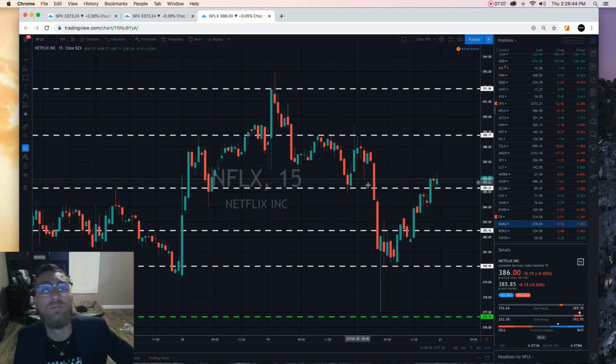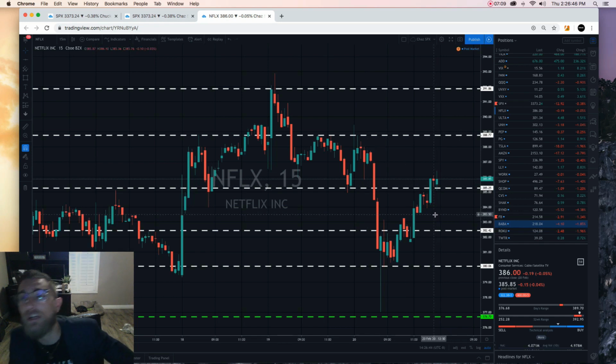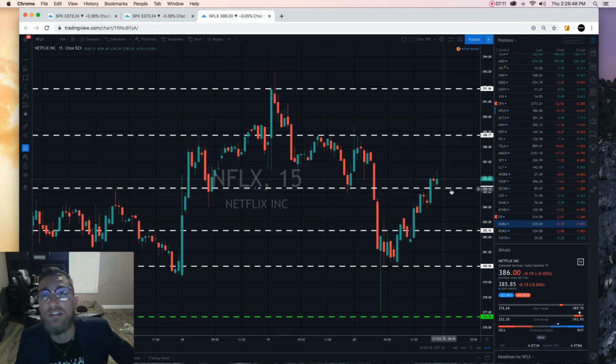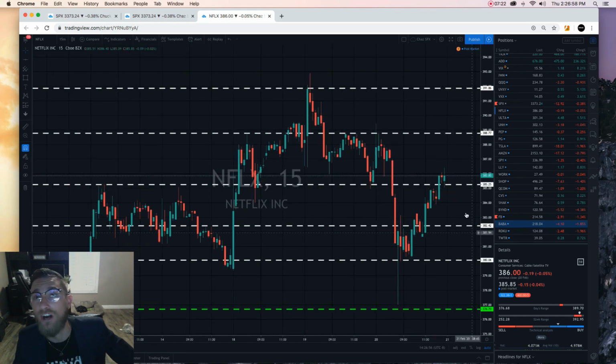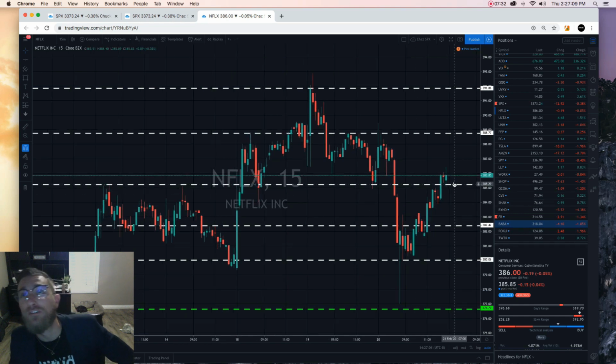So, as far as levels, 385.25 is the level we need to hold, and if we hold that coming into tomorrow, I like it long up to the 388.77 level. If we lose that 385 level, then we have some chop zone all the way down to 380. Actually, it could be a short, but there's a lot of congestion right here. I wouldn't short this tomorrow personally. I like it long above 385.25.